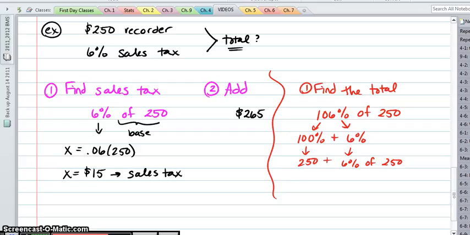What does that look like? Same thing, I'm finding my part, my total, but I'm working with the decimal 1.06 instead of just 0.06. When you multiply this, you will get the answer straight out of $265. It's pretty efficient. Again, it doesn't matter to me which way you choose to work. Let's look at another example.